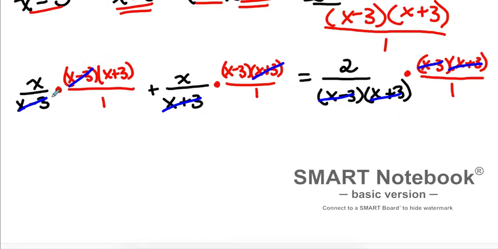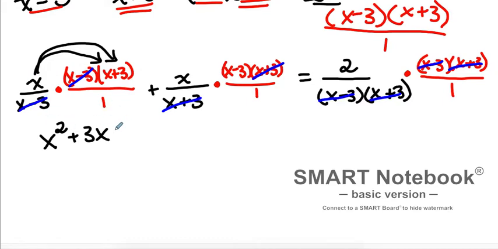So from the first piece, I have x times x plus 3, but that means I have to distribute, of course, right? So x times x is x squared, x times 3 is 3x. Very good. That's all I get from my first part. Notice I don't have a denominator anymore. Technically, my denominator is 1, but we don't need to put that. Okay, very good. How about over here?